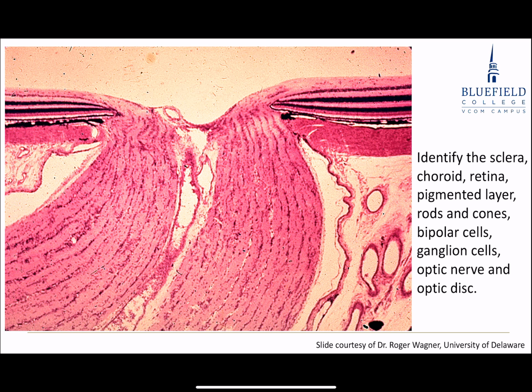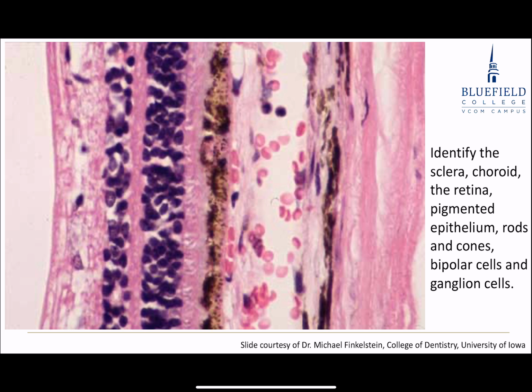I can see my pigmented epithelium right here, not the best slide. Here would be my photoreceptive vesicles for my rods and cones. Here's the nuclei of rods and cones, nuclei of bipolars, and then very few nuclei in this region here of the retina for the ganglion cells. Okay.